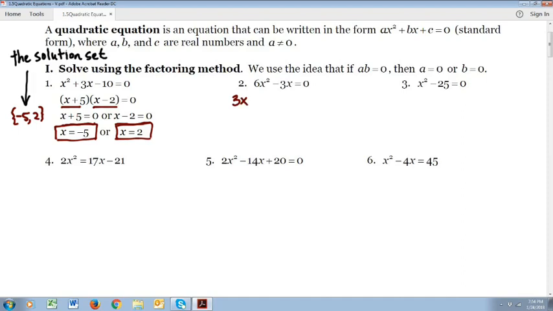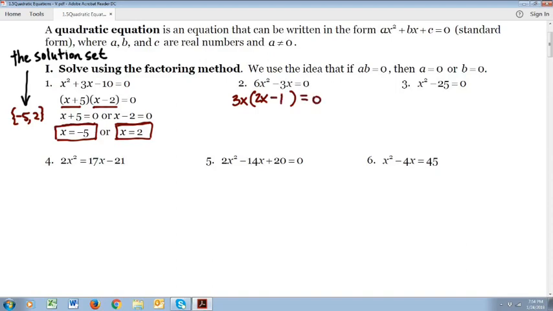So first of all, if you look at these two terms, they both have a 3x in common as a factor. So our GCF here is 3x. In fact, when we're factoring, that's something we should always look for first. So let's go ahead and factor out the 3x. We've got two terms here. 3x times 2x should give us the 6x squared. And we need something times 3x that gives us a minus 3x. That would be minus 1.